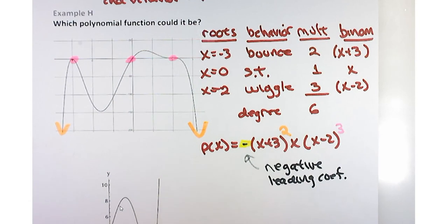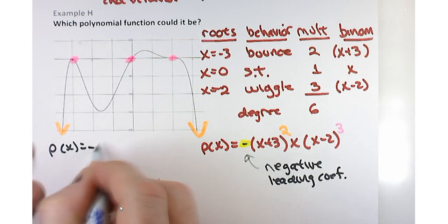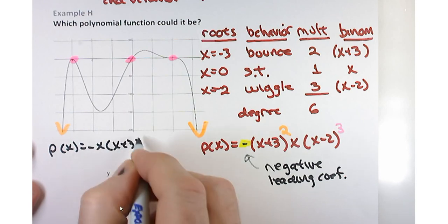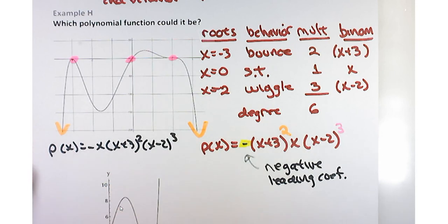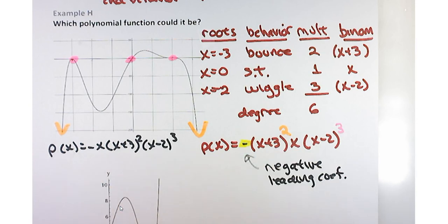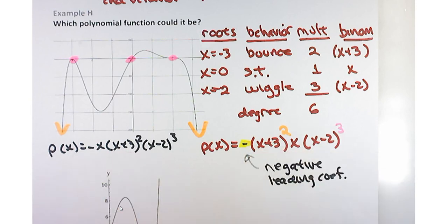Now, if you prefer, aesthetically, I kind of like the x out in front: negative x times x plus 3 squared times x minus 2 cubed. That's fine as well. I don't care. There's 6 different orders you could write these things in. I'm not really going to grade you on that. All I'm looking for is that you have the correct binomial terms there, and to the right degree. Amazing how it all comes together just from looking at it.